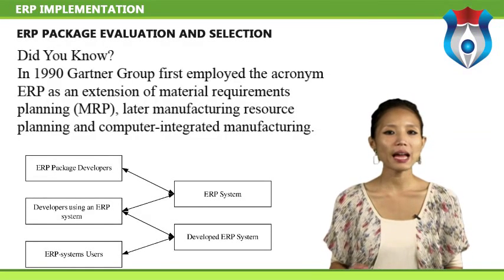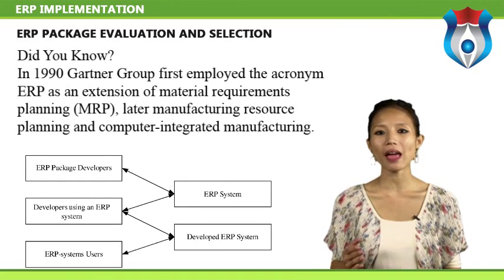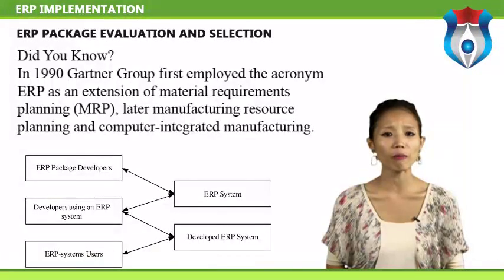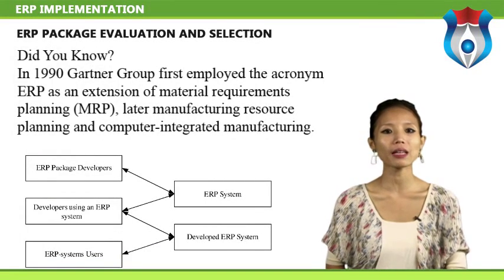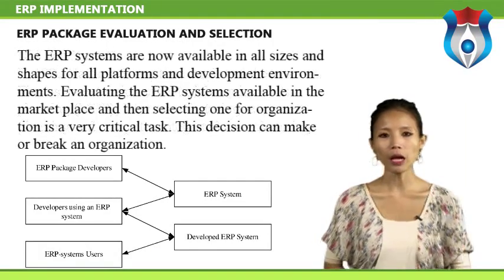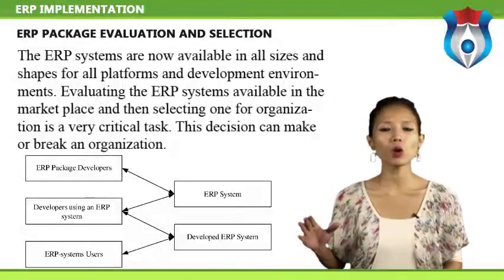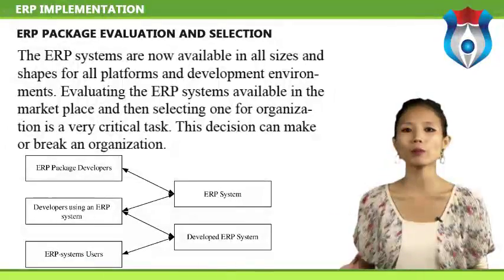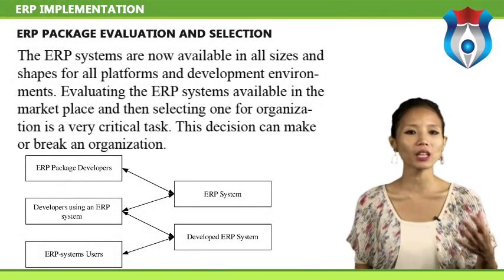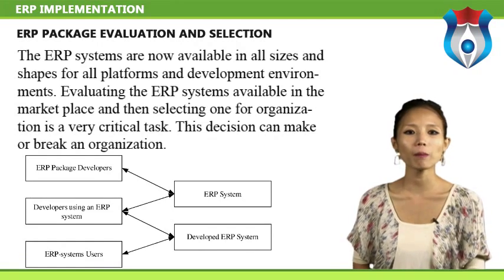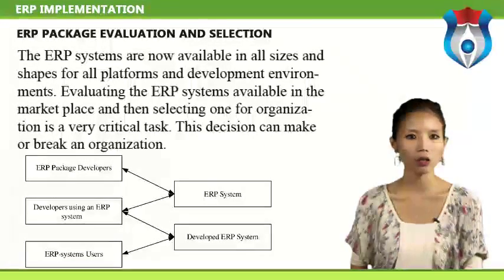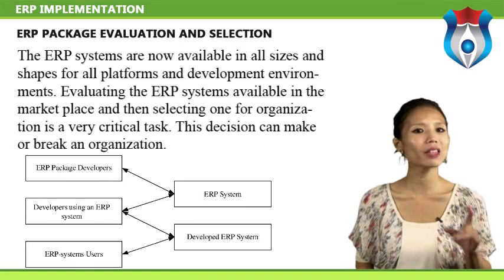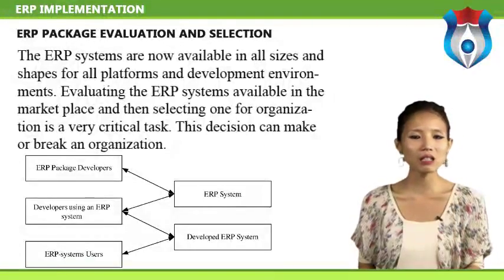Did you know? In 1990, Gartner Group first employed the acronym ERP as an extension of Material Requirements Planning, MRP, later Manufacturing Resource Planning and Computer Integrated Manufacturing. The ERP systems are now available in all sizes and shapes for all platforms and development environments. Evaluating the ERP systems available in the marketplace and then selecting one for an organization is a very critical task. This decision can make or break an organization. If the choice is not right, then the organization will pay dearly for it.